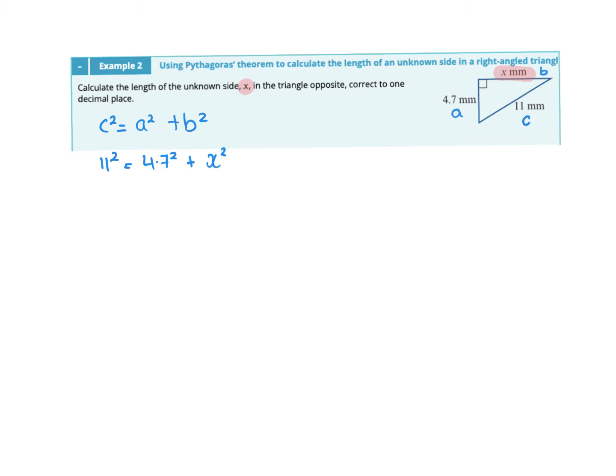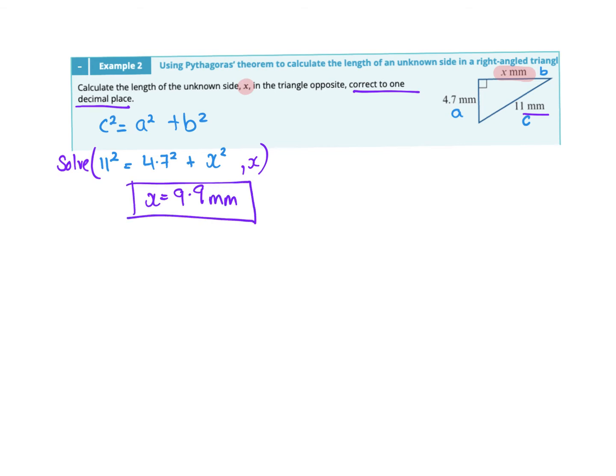So we're going to do solve, and we're going to go comma X because it's what we want to find out. Do that on our calculator. We're reading what it says, correct to 1 decimal place. 1 decimal place is X equals 9.9 because it was a 4, and this is measured in millimetres. So I'm going to write millimetres and pop a box around my answer.